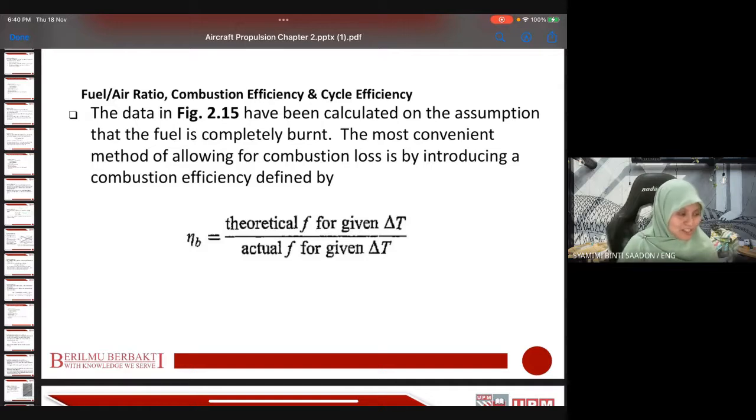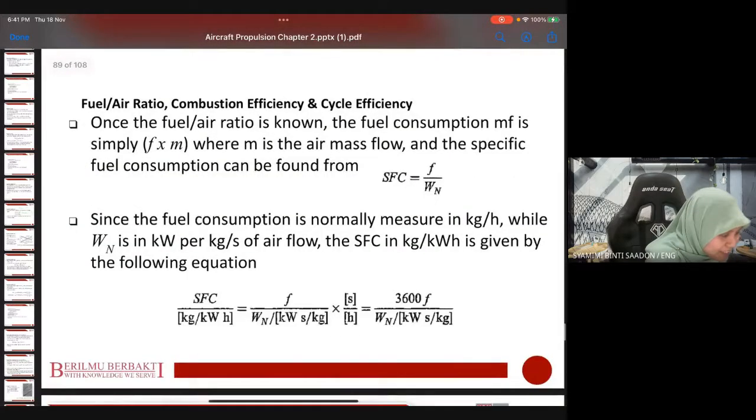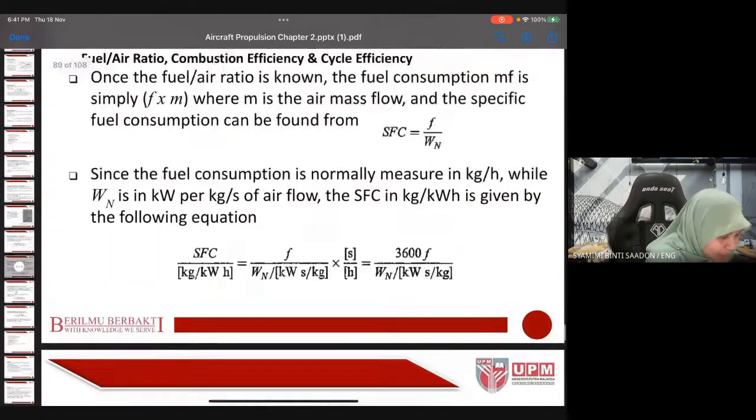So combustion efficiency is the theoretical F, fuel to air ratio just now, over the actual F, fuel to air ratio during the process. So that is the combustion efficiency or burner efficiency, the efficiency of the combustion process. And then what else, cycle efficiency, and the SFC just now.